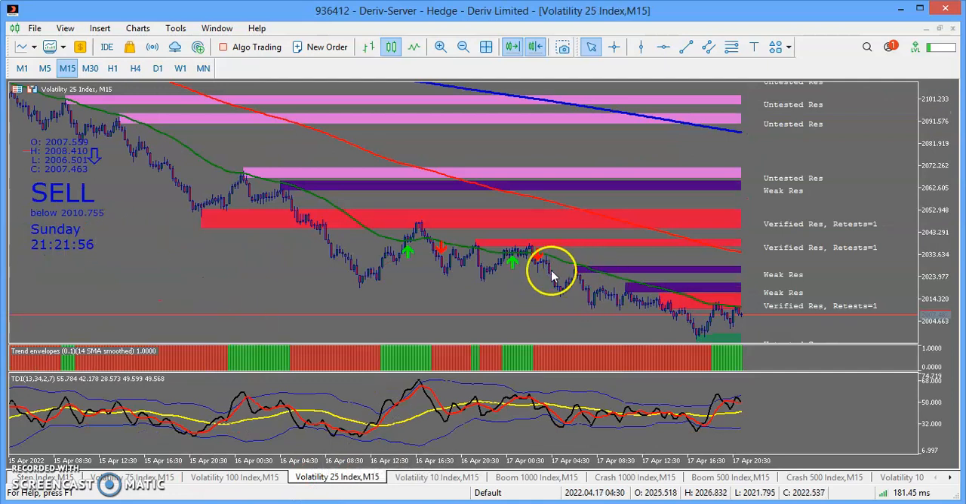Then for a sell, watch here. This place should be showing you red. Your trend envelope should be red. The green moving average should be under the red, and your TDI must cross your market baseline and your signal line, which is the red. The black should cross the red and the yellow below. Then you enter, going for a sell. So this place should be showing you sell. Very simple as ABC. What you just need to do is to practice with your demo account for some time.